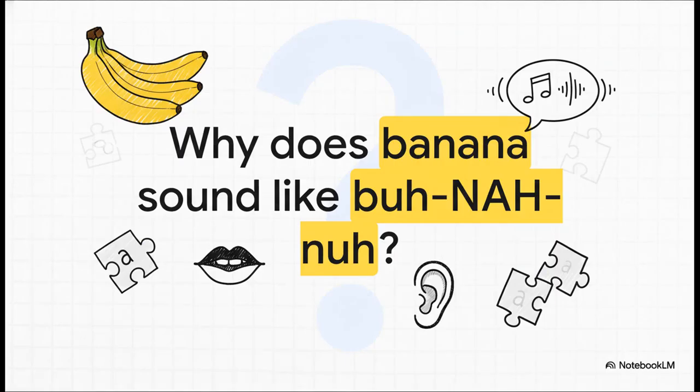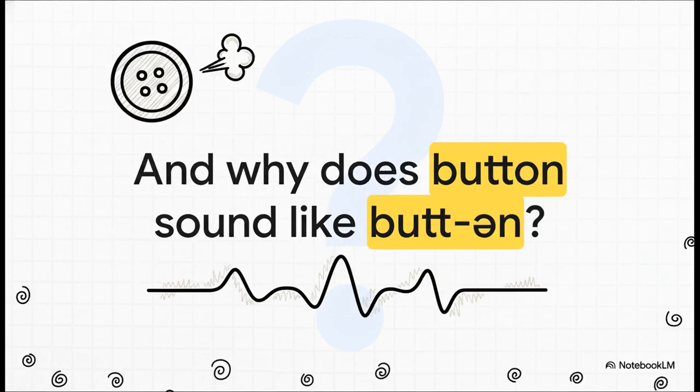Okay, think about the word banana. Simple enough, right? We spell it with 3 A's. But listen to how we say it. Banana. That first A and the last A sound totally different from the one in the middle. Why is that? And it's not a one-off thing.